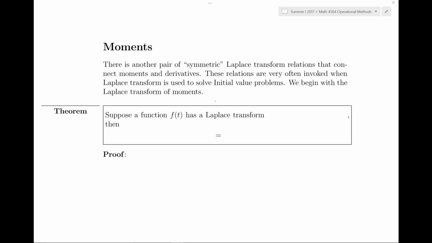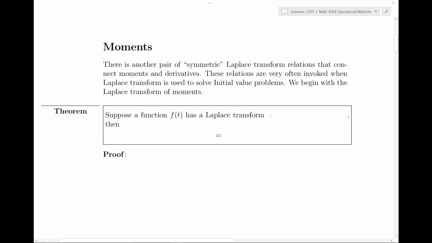A moment is a multiplication of f of t by t to some power. You may remember it from calculus. When you were finding moments, you were multiplying f of t by t and integrating. There are also similar definitions in probability theory. So what happens when we multiply f of t by t, and what happens to its Laplace transform?